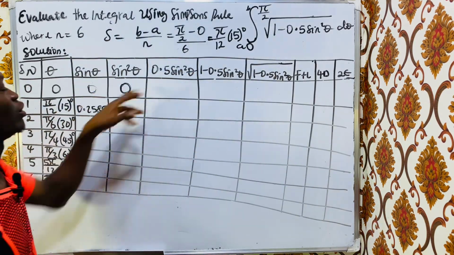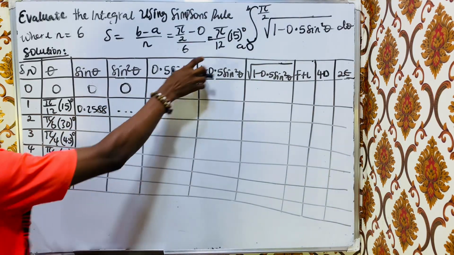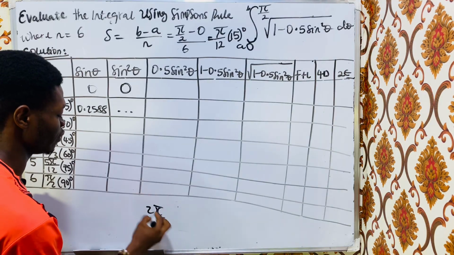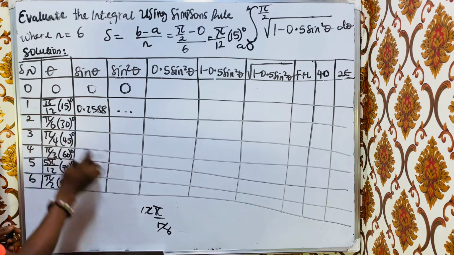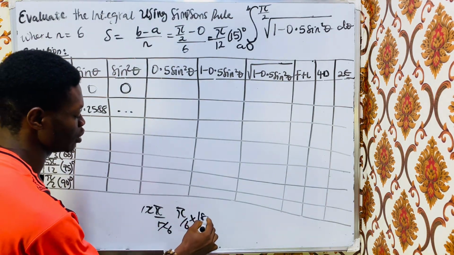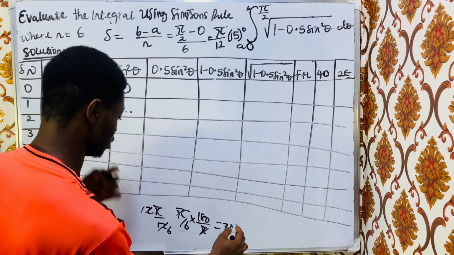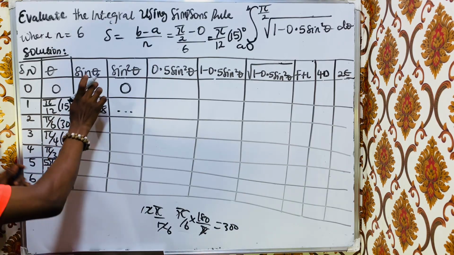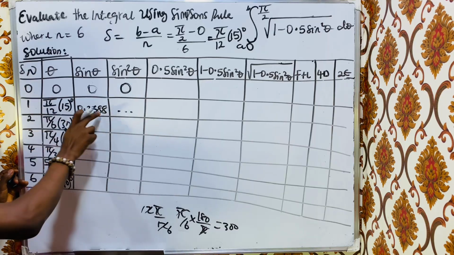Now 1 times pi over 12, which is this, also in radian form. Then 2 times pi over 12, which is pi over 6, and pi over 6 in degrees is pi over 6 times 180 over pi, which gives us 30 degrees. So that's how we got this. Then sine theta: sine 0 is 0, sine 15 degrees will give us this.